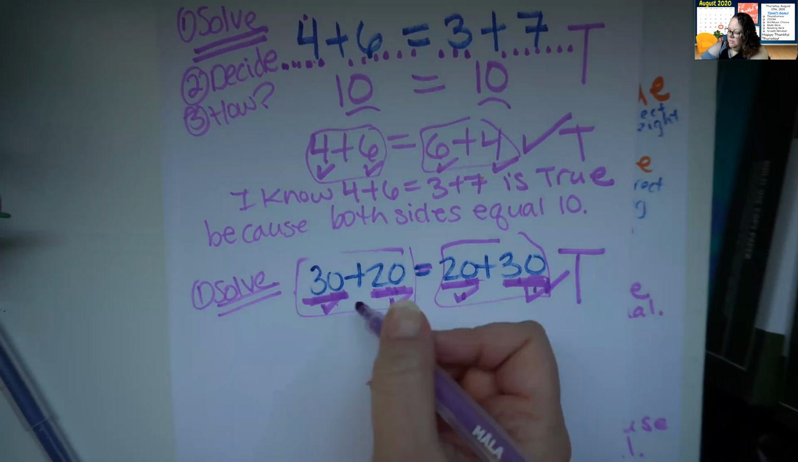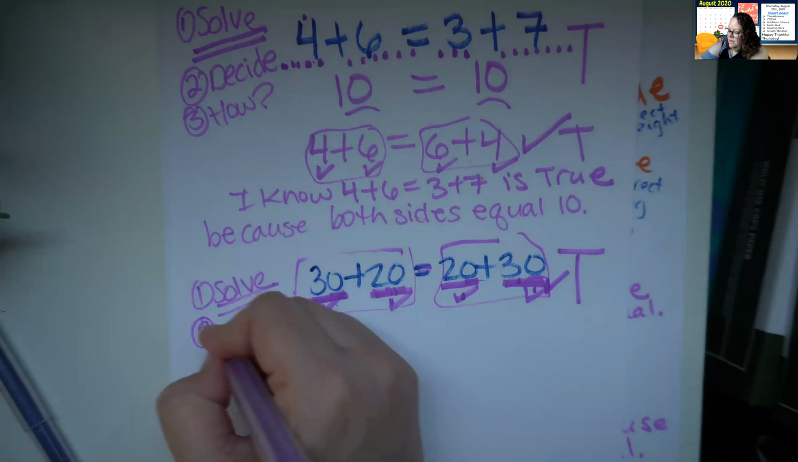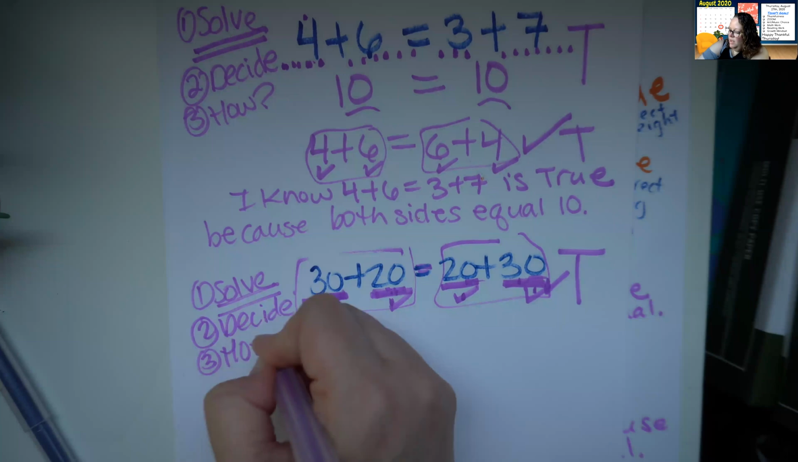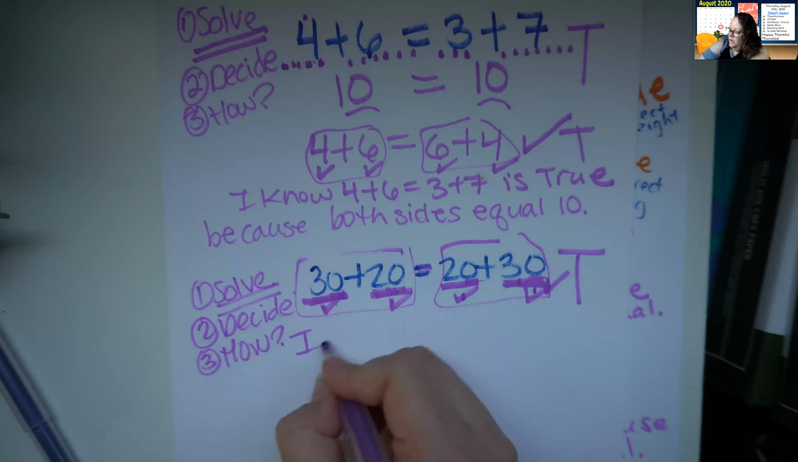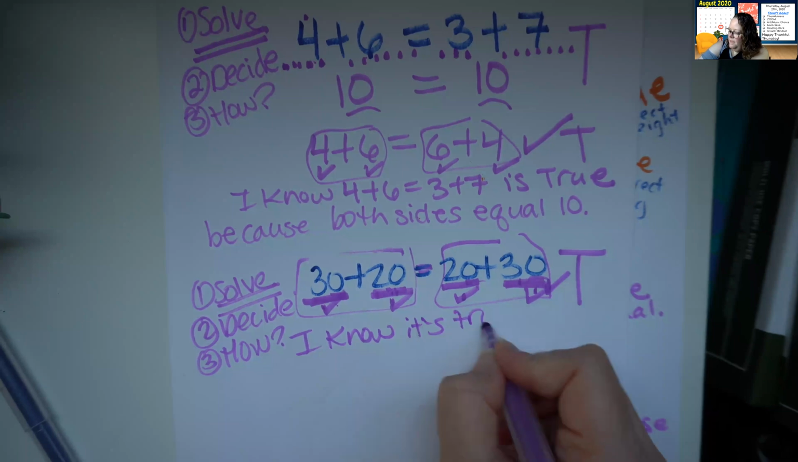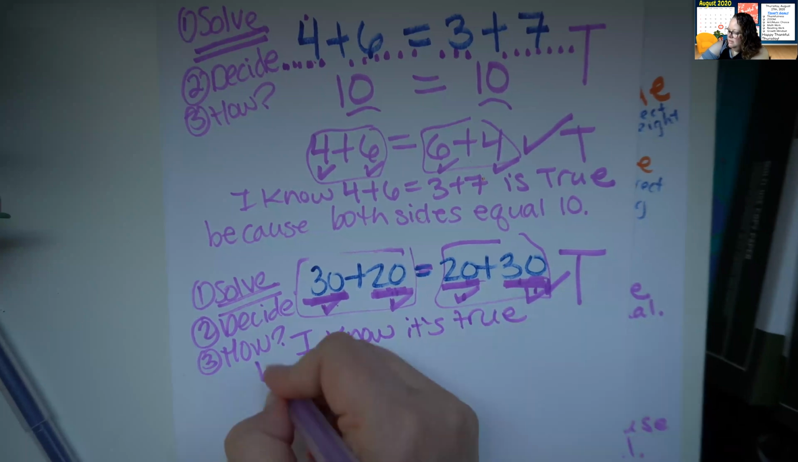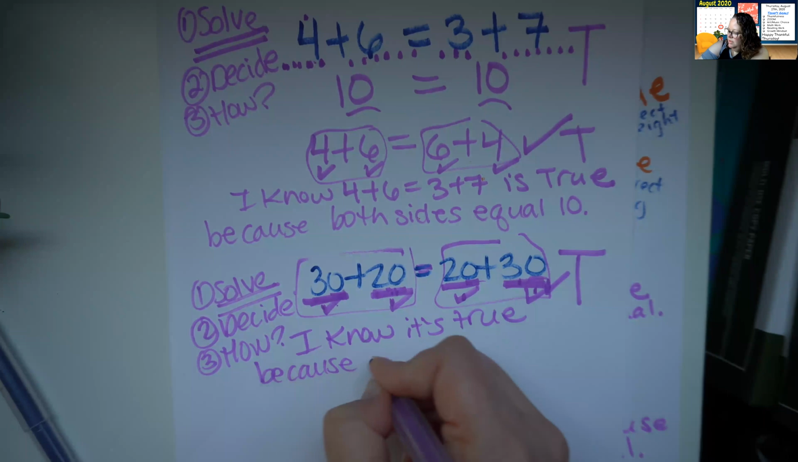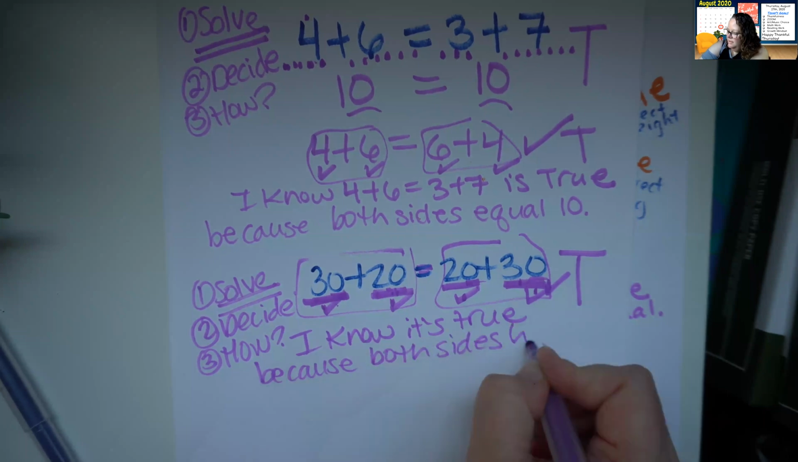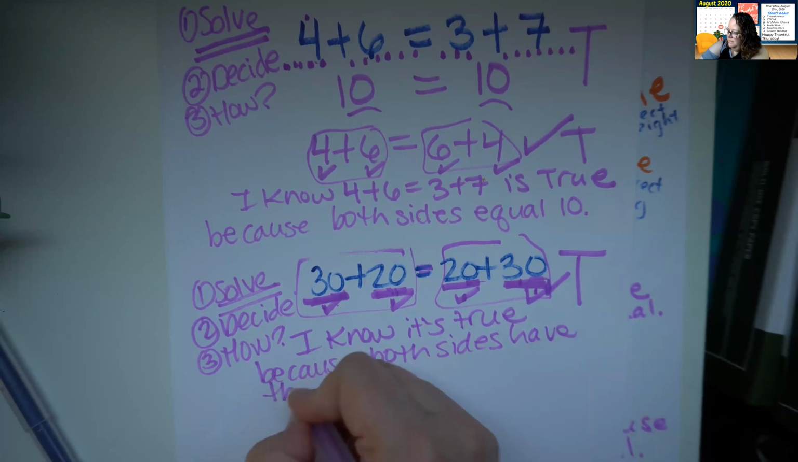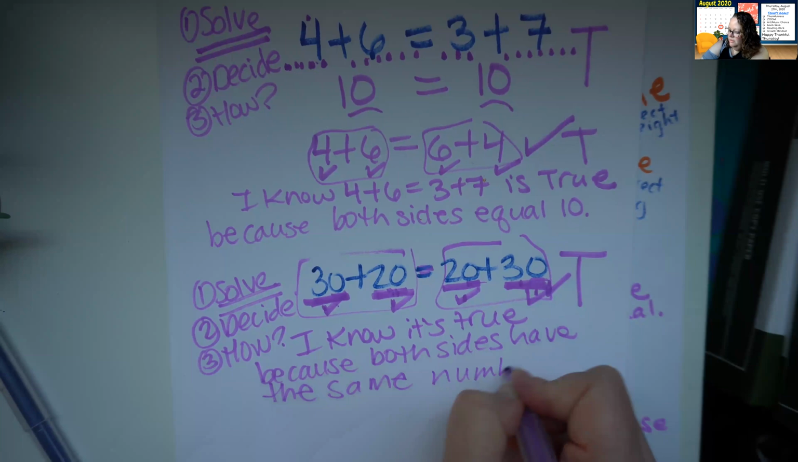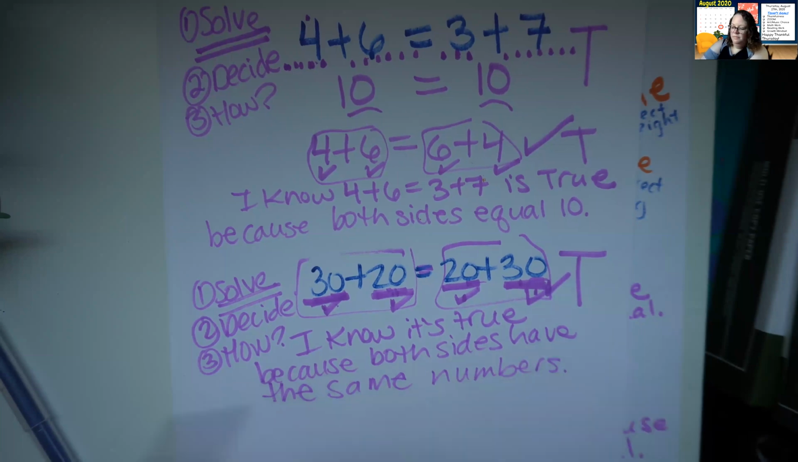So guess what? We just decided, now to write how. How? I know it's true because both sides have the same numbers. So let's try another one.